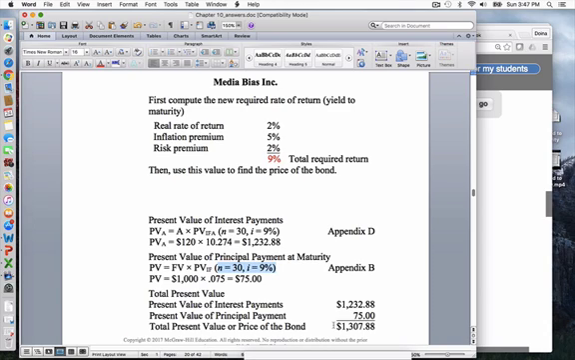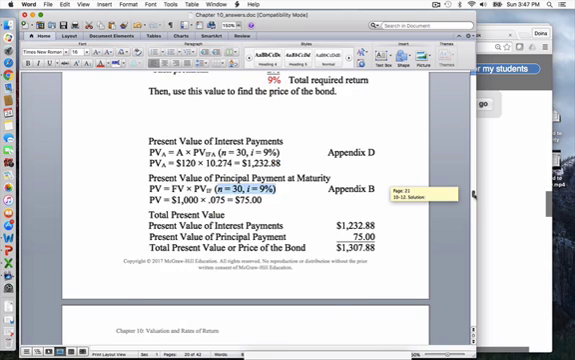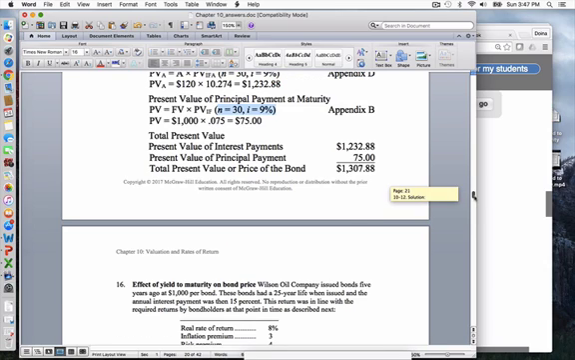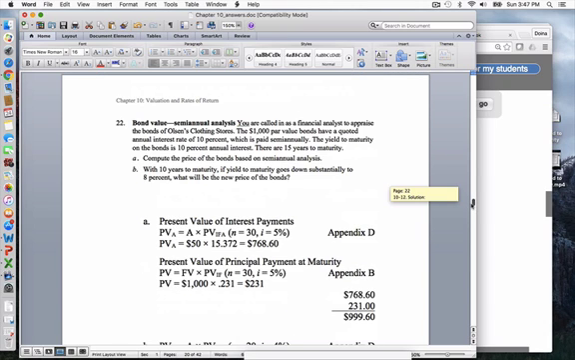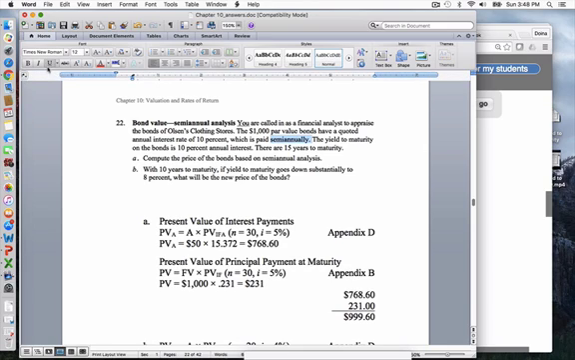So that was another application, and then I'm going to assign some similar ones for you to work on to feel more comfortable. 16. And let's see what this one is about. Let's do one on semi-annual analysis here. Okay, so you are called in as a financial analyst to price the bonds. $1,000 value, interest rate 10%, which is $100, which is paid semi-annually. That means you receive $50 every 6 months. That's the one that's going to be used in calculations.